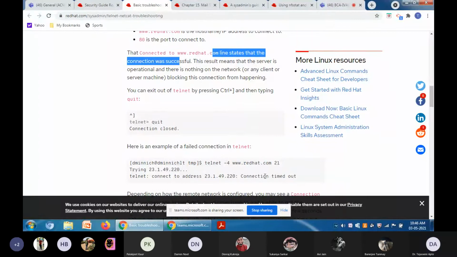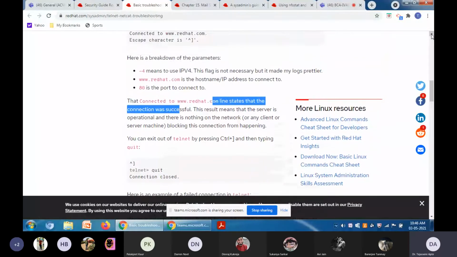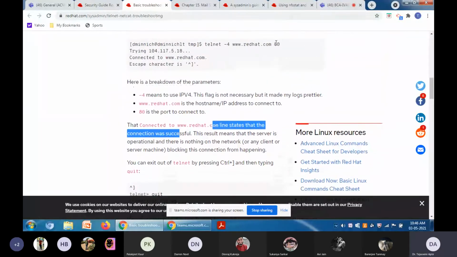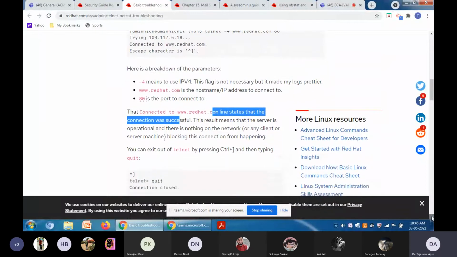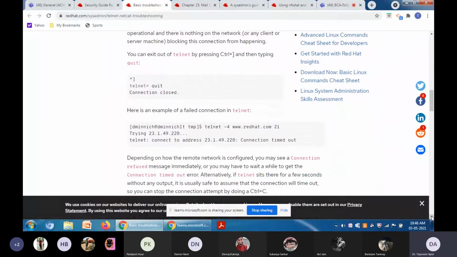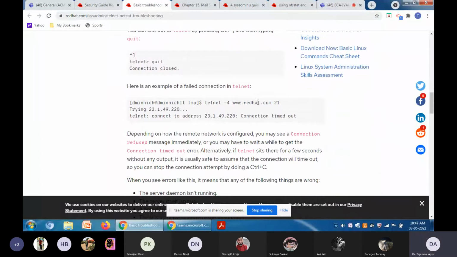Now, what are you trying to go for? Here, telnet is trying to connect with port number 80. And this one is trying to connect with port number 21. Depending on how the remote network is configured, you may see the connection refused message immediately. Or if telnet sits there for a few seconds without any output, it is usually safe to assume that the connection will time out.